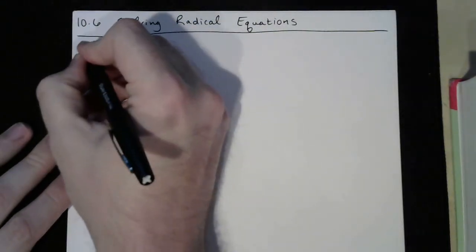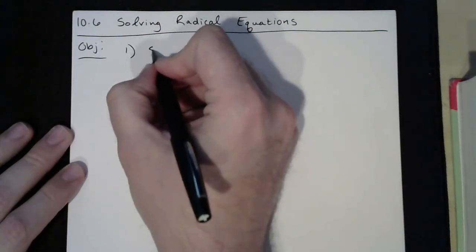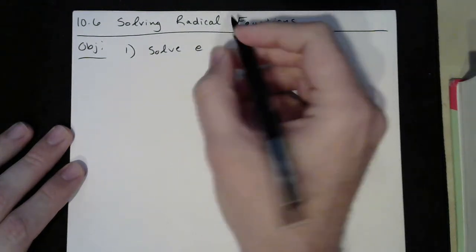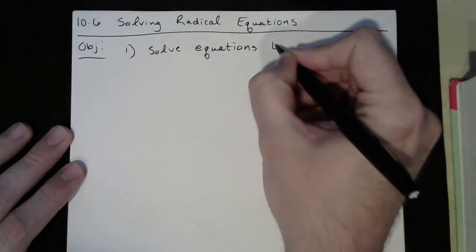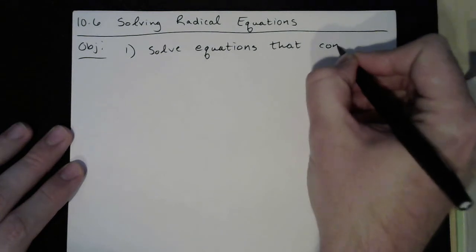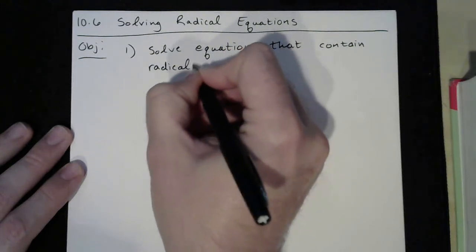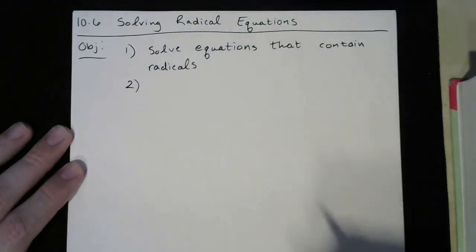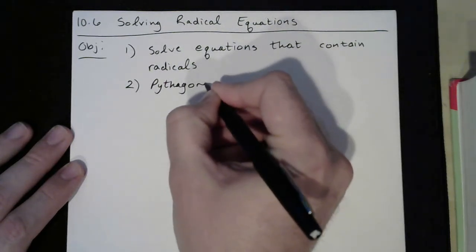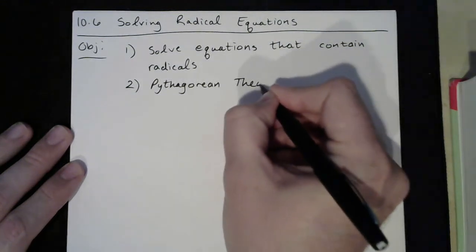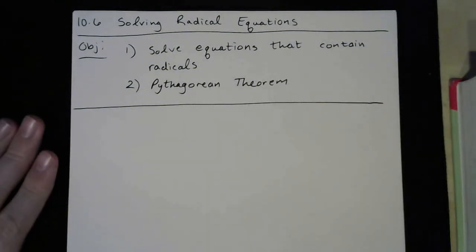So we have two things to talk about in this section. The first is we need to be able to solve equations that contain a radical, or we're going to say that contain radicals. Sometimes they can have more than one. And the second thing is we're going to look at the Pythagorean theorem, and some problems with the Pythagorean theorem.